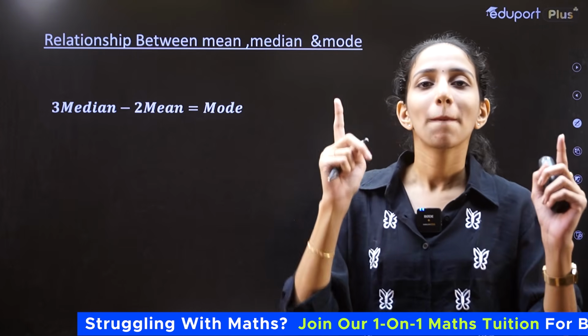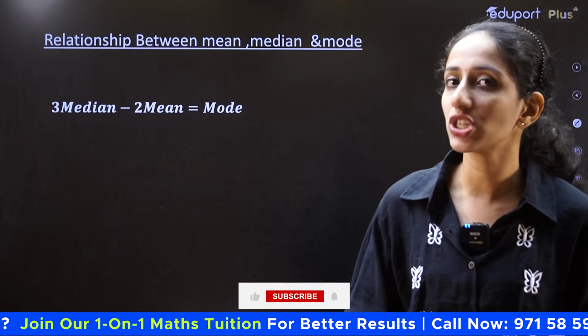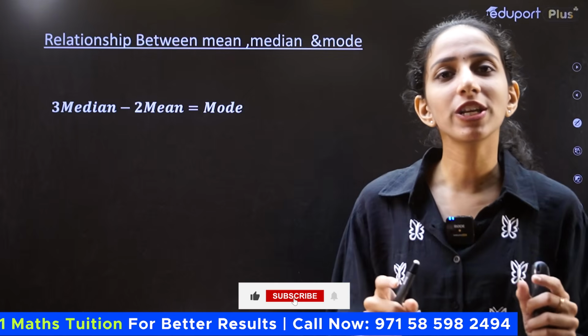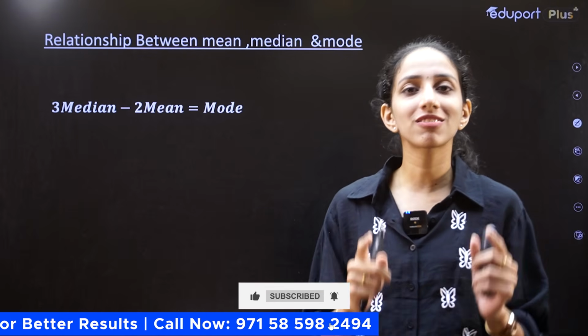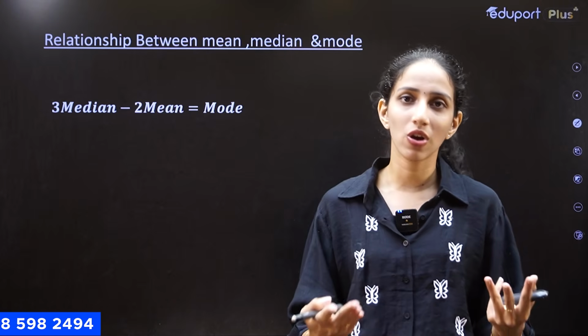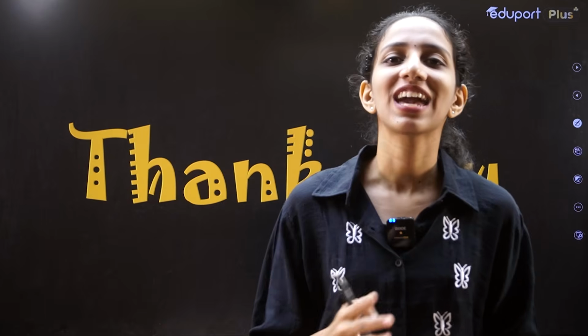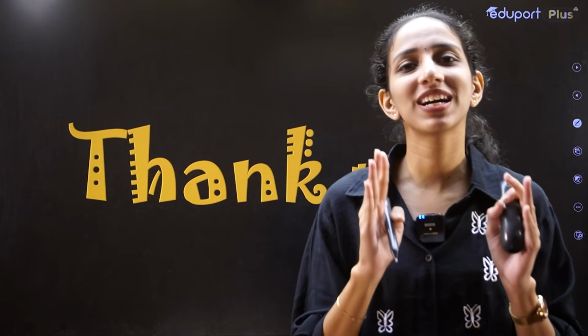So we learned mean, median, mode and the relation between mean, median and mode. Write down all the formulas in your notebook and revise all the questions by changing them. You can construct your own questions and apply those formulas to them. Okay, so that's all about our chapter statistics.